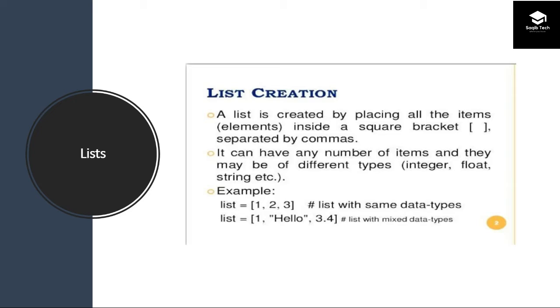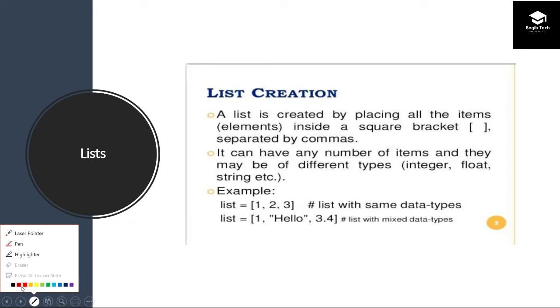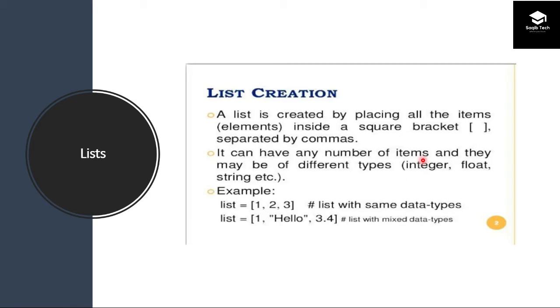It is created by placing all the items inside square brackets. You can see here the square brackets, and all the items are placed inside. We need to place all the items inside these square brackets, separated by commas. For example, look at this example. We have created a list of numbers 1, 2, 3. So this is a list consisting of 3 numbers.